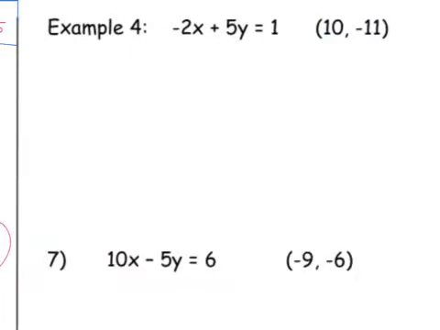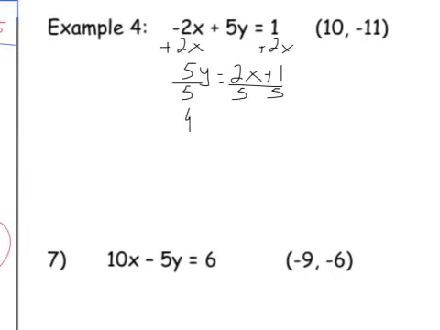In this example, we need to write this equation. It's in standard form. We need to put it into slope-intercept form, so it needs to be y equals. So we will add 2x to both sides and get 5y equals 2x plus 1. Divide everything by 5, and we get y equals 2/5 x plus 1/5.